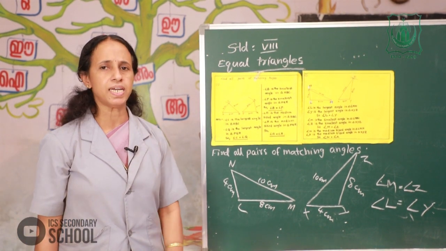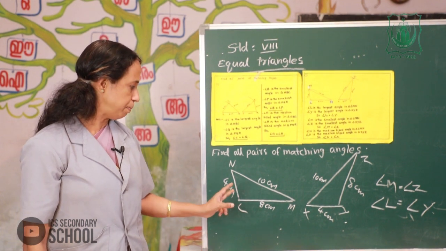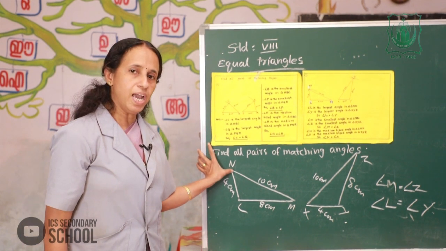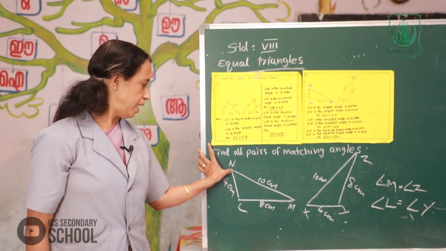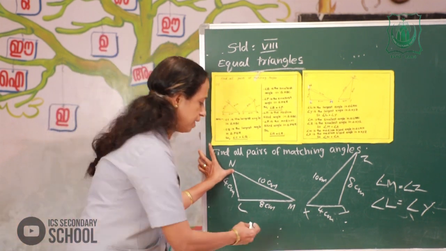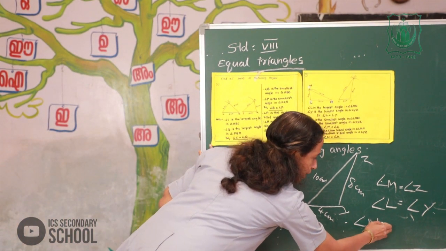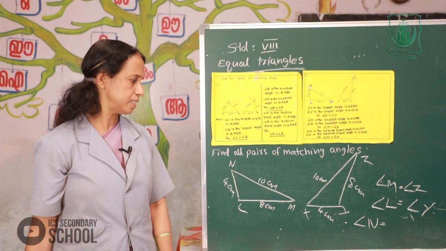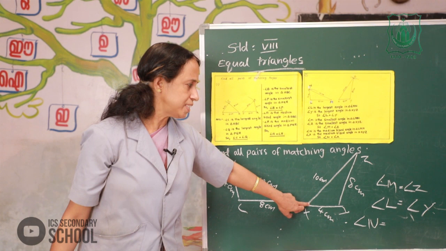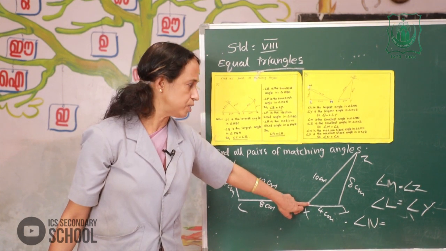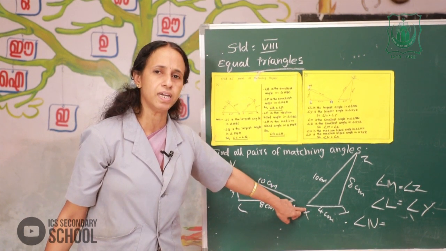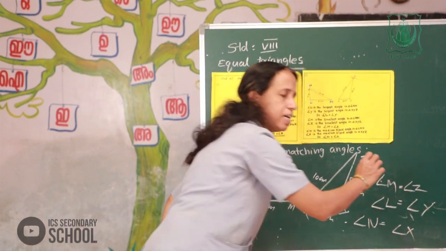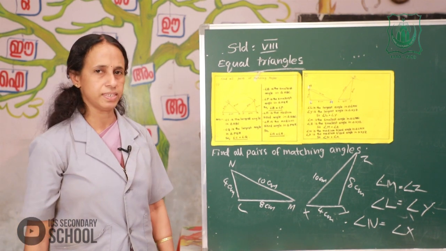Which is the median sized angle in triangle LMN? Angle N is the median sized angle. Which is the median sized angle in triangle XYZ? Angle X is the median sized angle in triangle XYZ. So we can write angle N is equal to angle X.